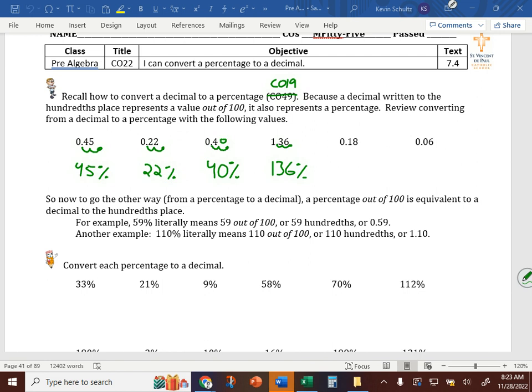Okay? So then to convert from a percentage to a decimal, which direction are we moving that decimal point? To the left, right? 33% to get it back to a decimal, now we're just going the other way. We're saying on our scale from 0 to 1, where's 33%? Think back to that scale, that number line that we use in CO19, right? We went from 0% to 100%, 0 to 1. 33% is going to be 0.33.